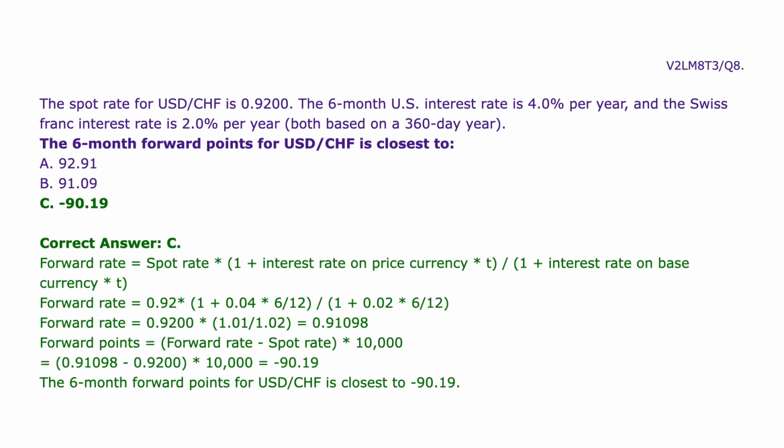Use covered interest parity formula. Plugging in the US, price currency, and Swiss, base currency interest rates gives a forward rate of 0.91098, which is lower than the spot rate of 0.9200. Forward points equals forward minus spot times 10,000 equals negative 90.19. The negative value shows the base currency USD is at a forward discount.